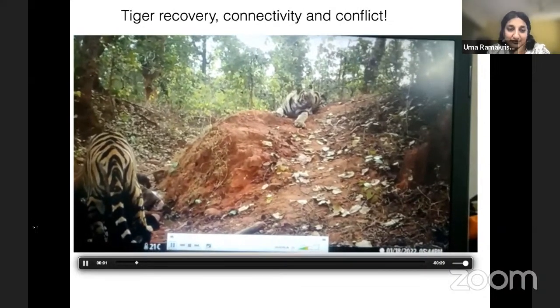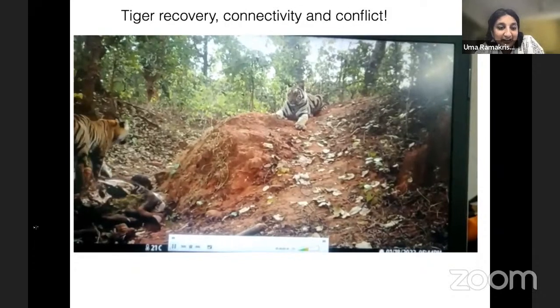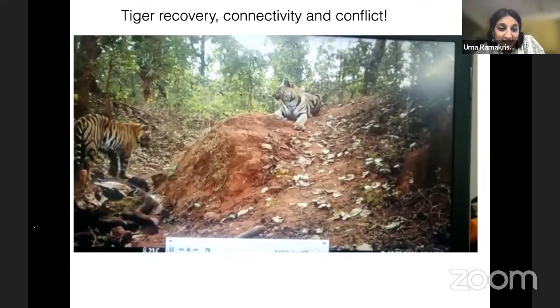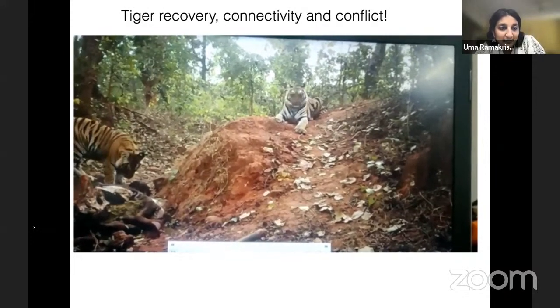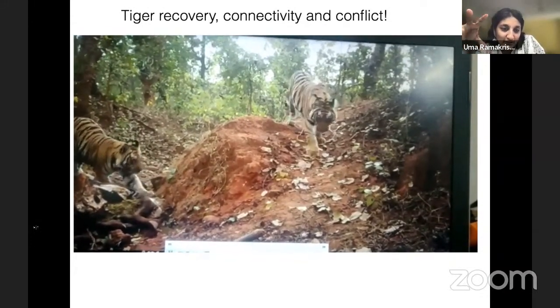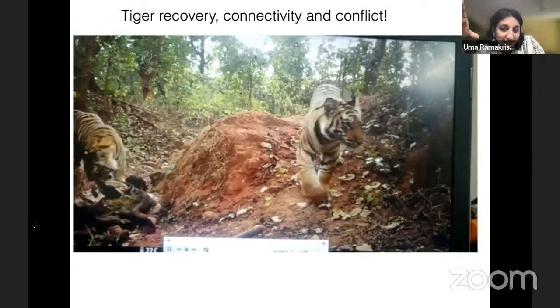These are two cubs. Yes, they're cubs. You might be surprised, but cubs are pretty big. And that's a cattle kill on the side. And you can see the tigers are basically eating. So we can set up these cameras near a kill site to actually see who's coming to the kill. But that's kind of standard methodology.